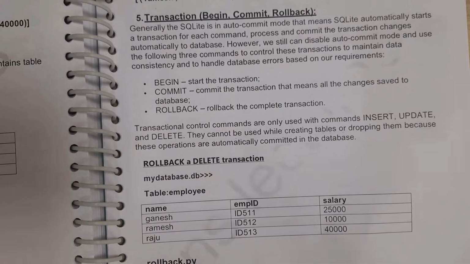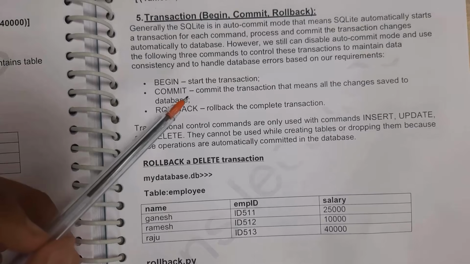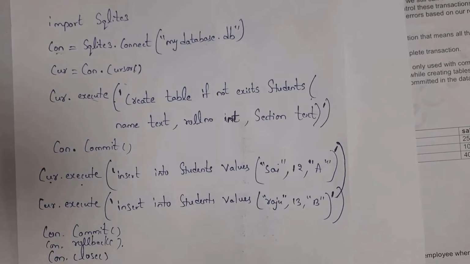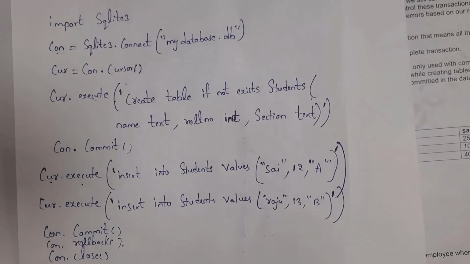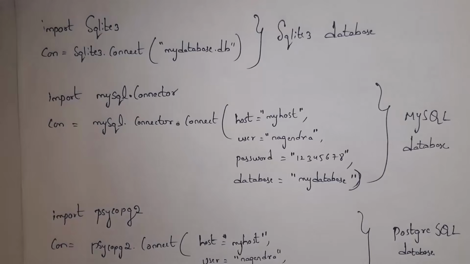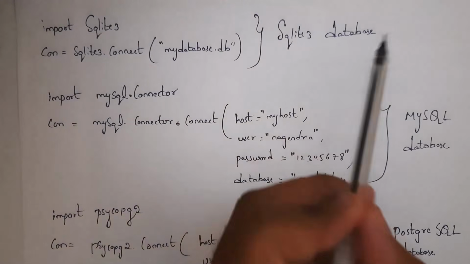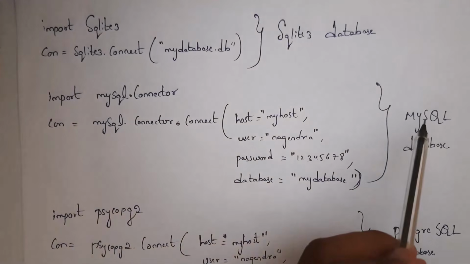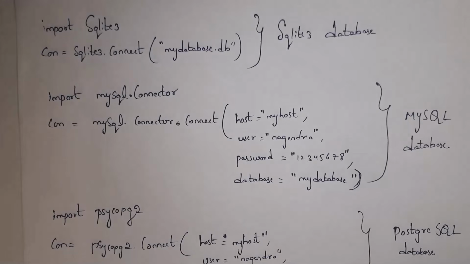Next I will explain the use of begin, commit and rollback. Begin is used to start a transaction, commit is used to commit a transaction, and rollback is nothing but if you want to undo any transaction then you need to use rollback. Commit and rollback are important questions. Guys, not only SQLite CRUD operations, in the exam they may also ask MySQL CRUD operations and PostgreSQL CRUD operations.